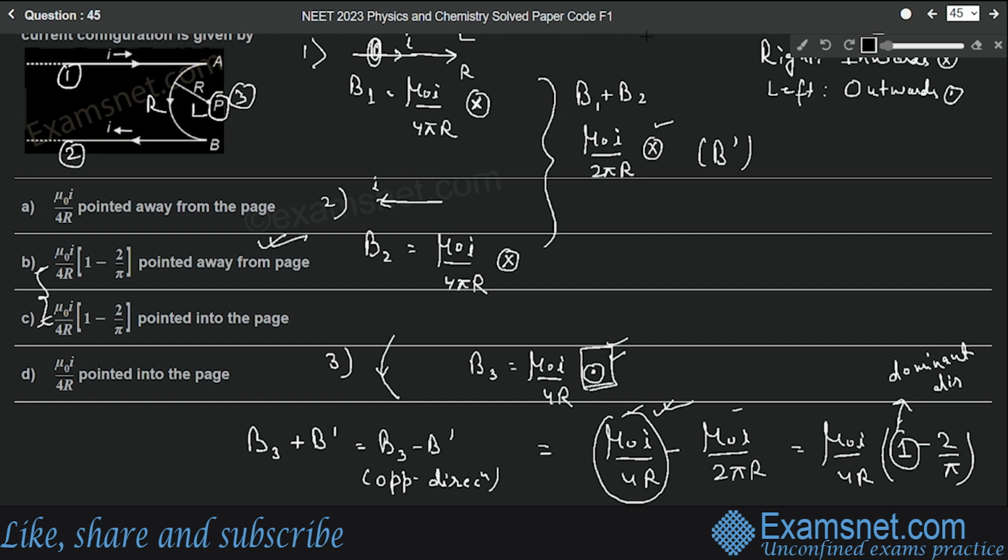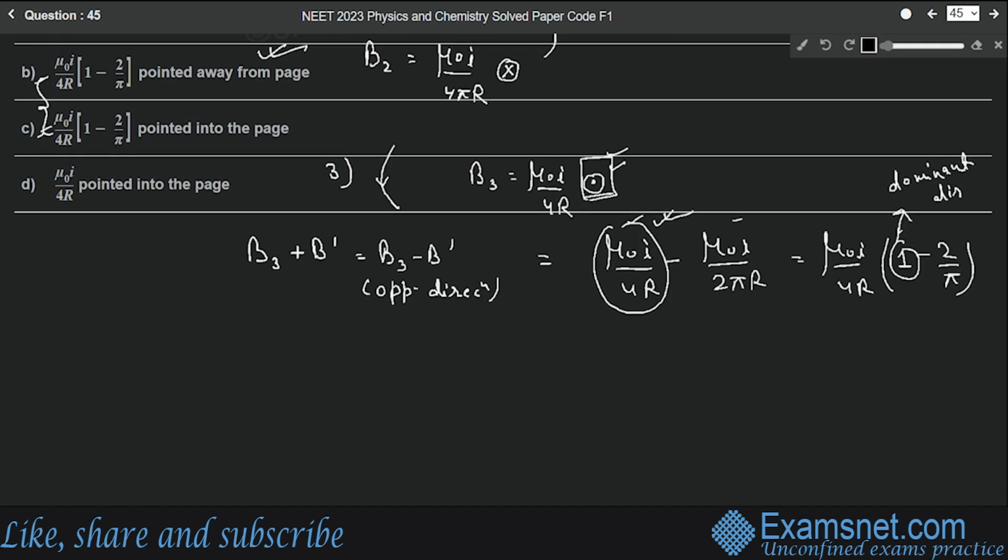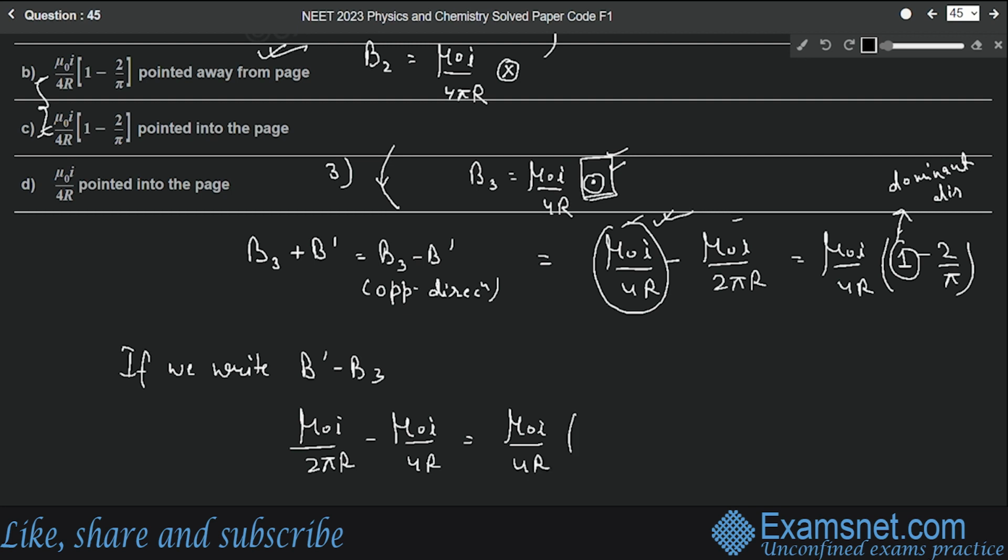Suppose we write B dash minus B3. So what will happen? See, here we have taken B3 minus B dash. If we write B dash minus B3, then things will reverse. It will become mu naught I by 2 pi r minus mu naught I by 4r. Again, if we take mu naught I by 4r common, so this time on the left side we'll have 2 by pi, and on the right side we will have 1.